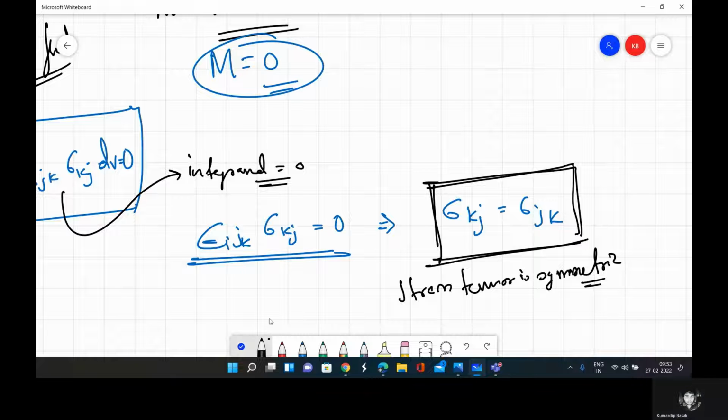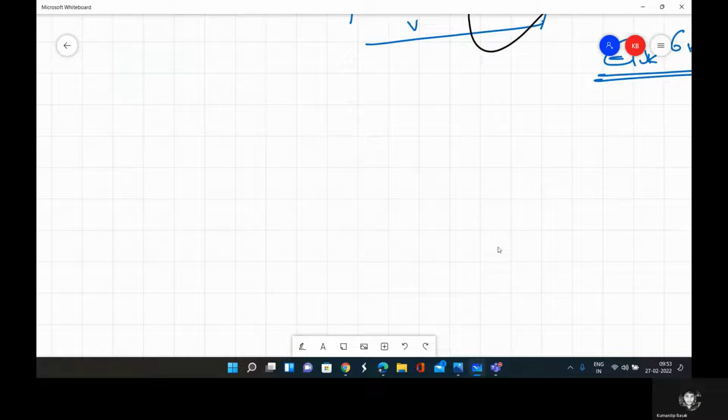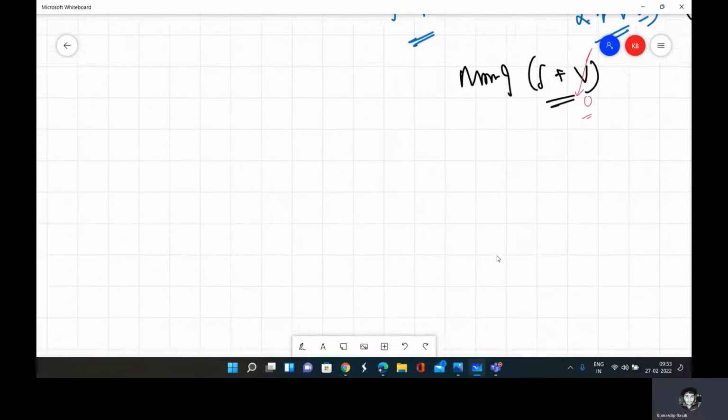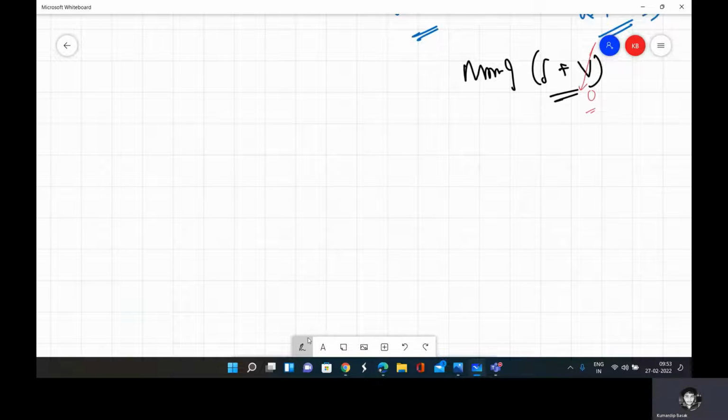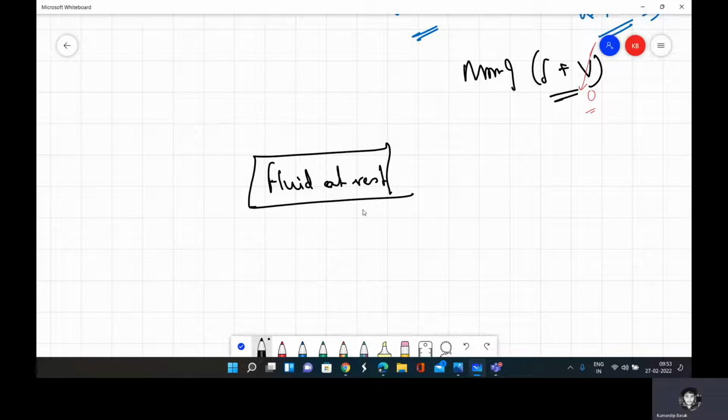Now we will find what is the property of the stress tensor, or what value the stress tensor takes when the fluid element is at rest. Okay, so now we will find that. So what is the stress tensor for a fluid element at rest?